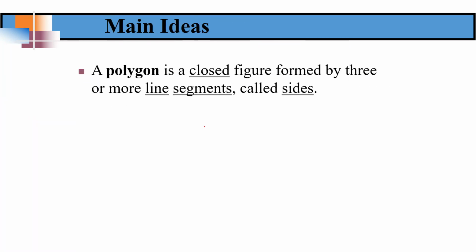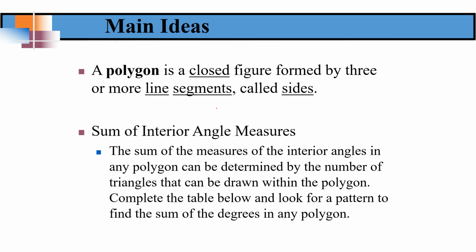Here are some of the main ideas. Let's fill in the blanks together. A polygon is a closed figure formed by three or more line segments called sides. Up to this point, the only polygons we've been dealing with are triangles, but now, as you can see as you look down the page, we're going to deal with polygons that have 4, 5, 6, 7, maybe 17 sides. And then finally, here's a lengthy explanation of what is meant by the sum of interior angle measures.